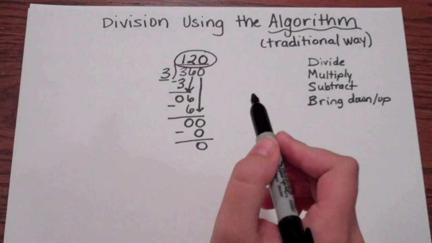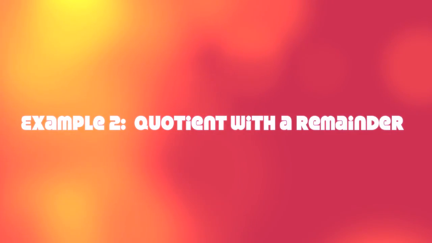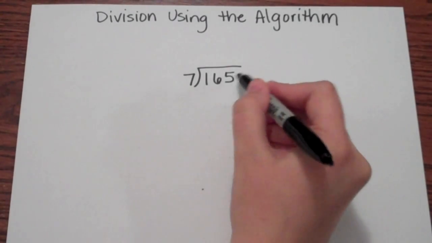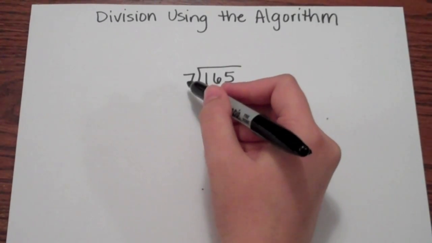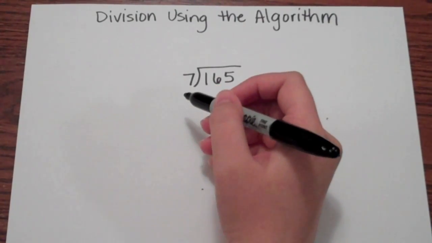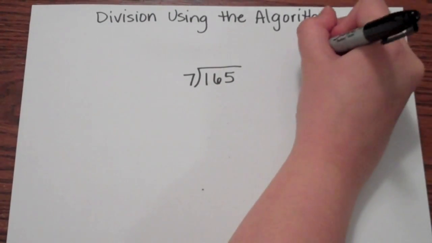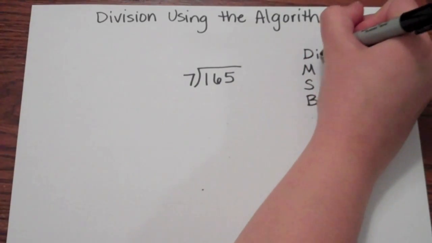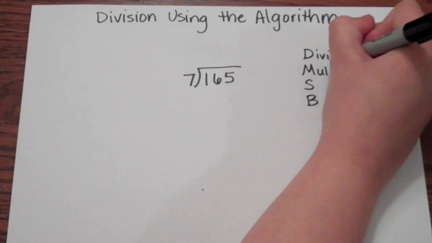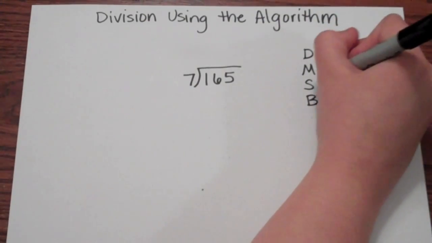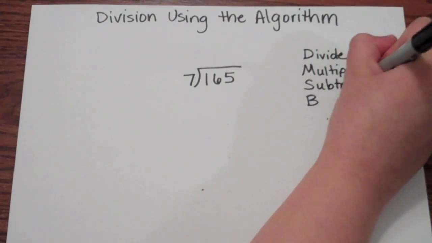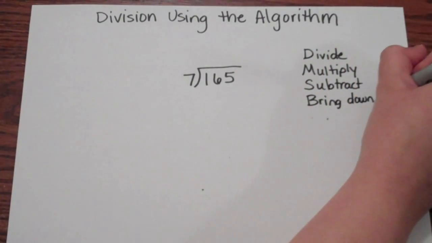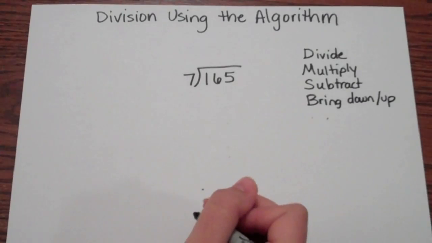Now in 3rd grade, we always want to check our division by multiplication. I have 165 divided by 7. Remember our pattern. Daddy, mommy, sister, brother. Daddy is divide. Mommy is multiply. Sister is subtract. Brother is bring down or up if you have a remainder.